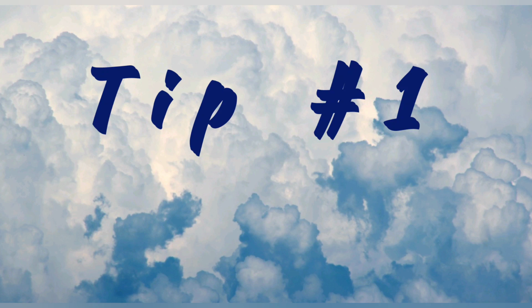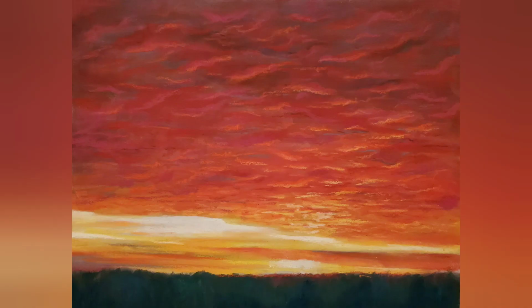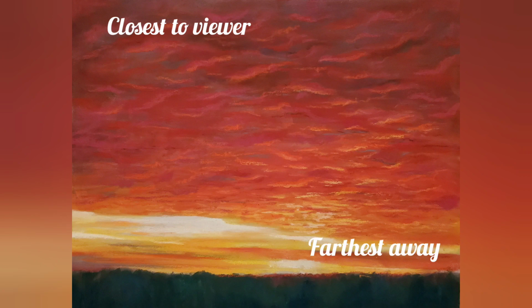So now let's get into tip number 1. Now let's look at this painting full of clouds. Note that the topmost edge of a painting is considered closest to the viewer and the horizon is the farthest away. So according to the rules of perspective, the clouds painted near the topmost edge will appear bigger and will reduce in size as you move towards the horizon. So much so that the clouds painted near the horizon might appear nothing more than a horizontal line.